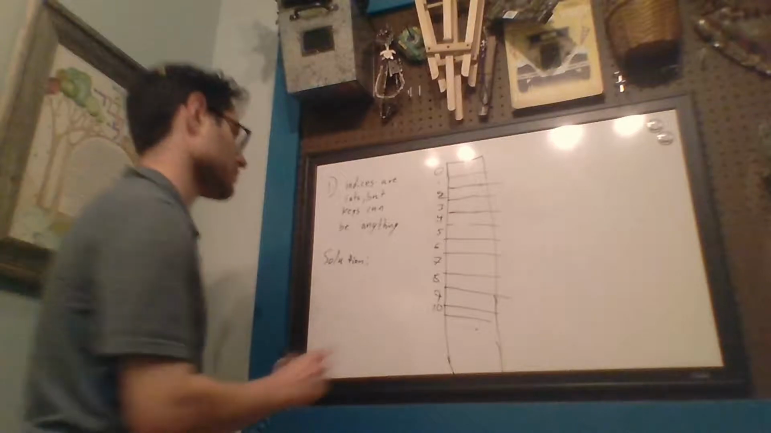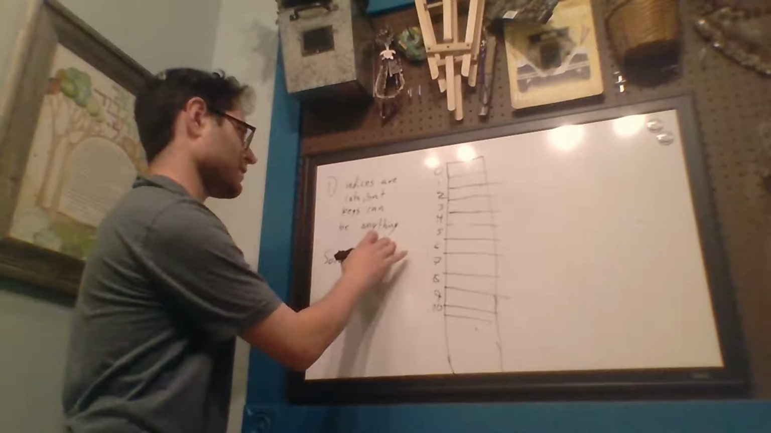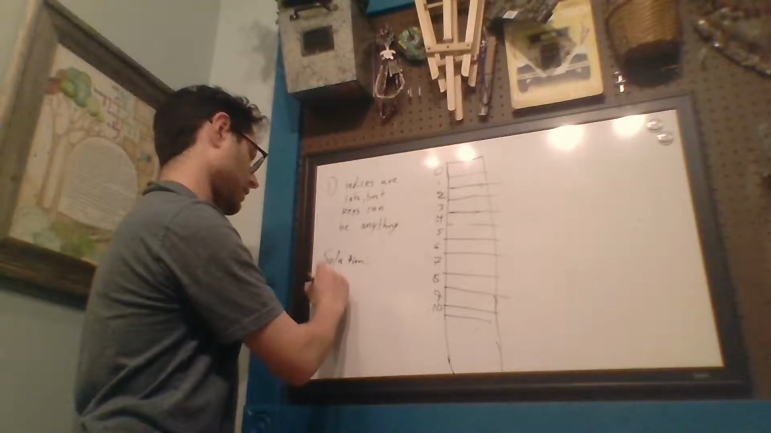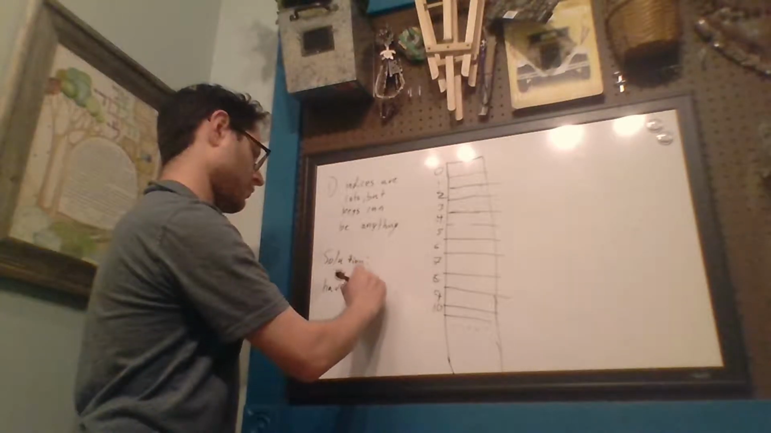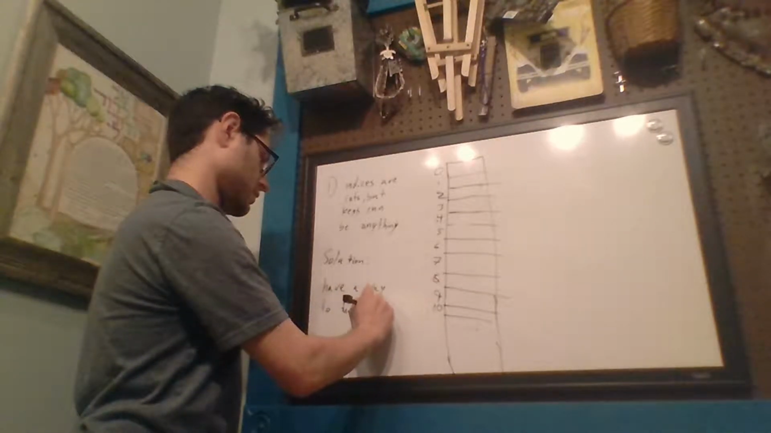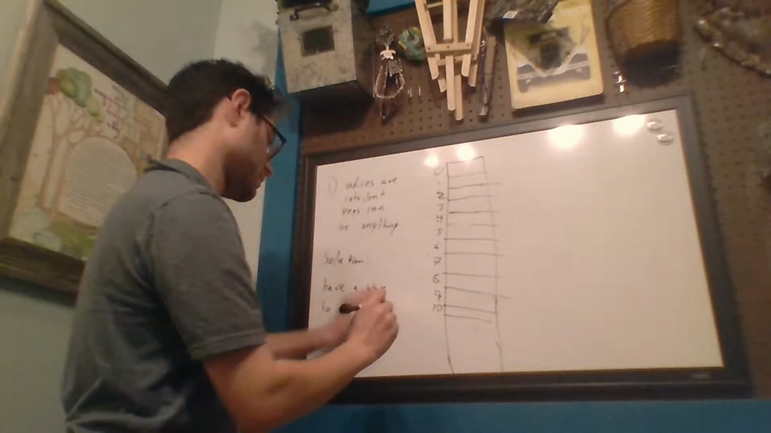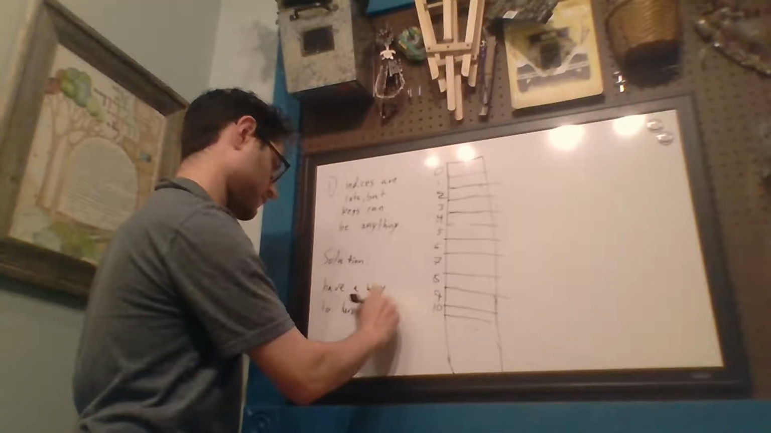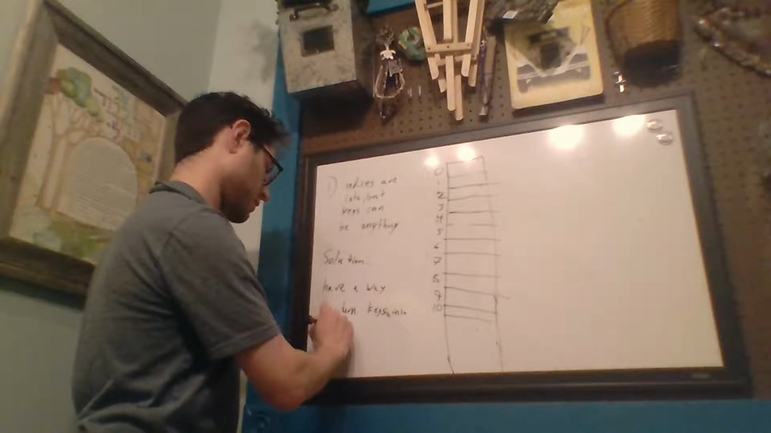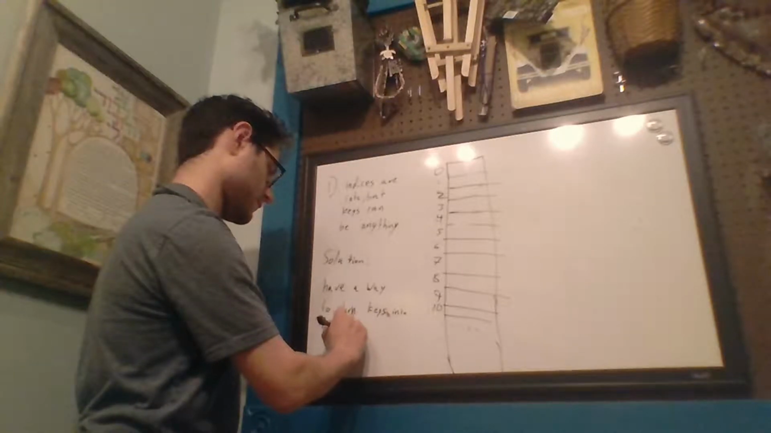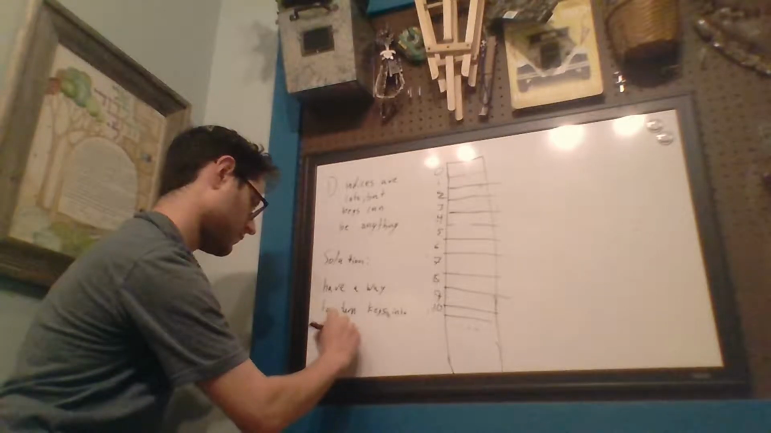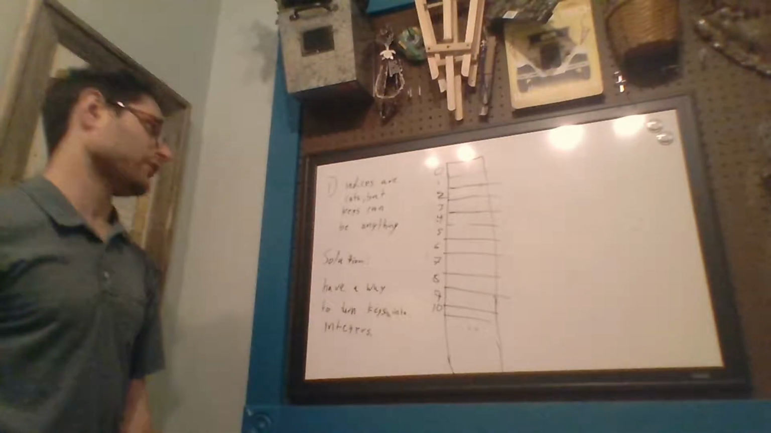So the true solution is, where basically the keys can be anything, but indices are integers, to have a way to turn keys into integers. All right, so how do we do that?